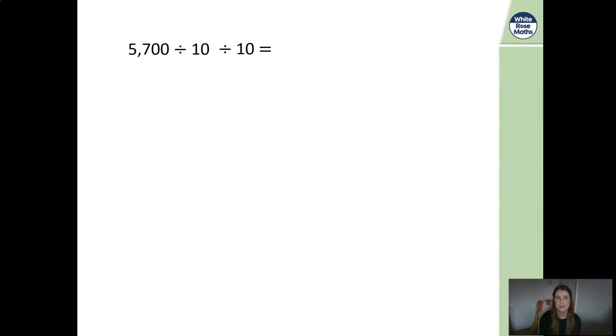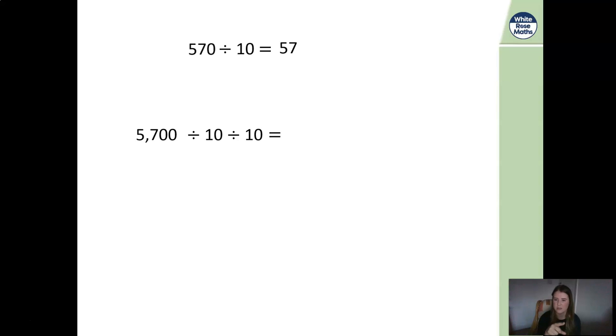So we can do 5,700 divided by 10. That's the same as saying 570. We could then rewrite that question now as 570 divided by 10. So we just make this number 10 times smaller, which gives us 57.